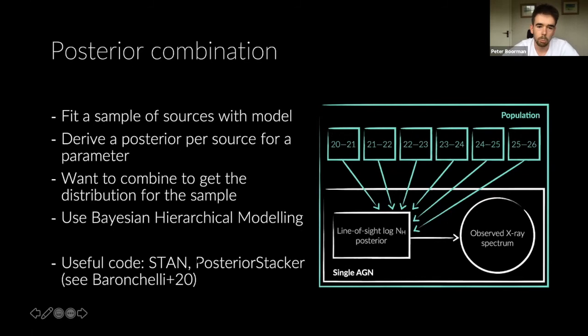Now, what Posterior Stacker does is it essentially takes the integral involved with this problem and simplifies it numerically. Okay, meaning that it's a lot quicker to be able to calculate the estimated population distribution from an arbitrary number of individual posteriors that you feed into it. Okay, and this is covered very nicely in Baroncelli et al. 2020. So I do recommend anyone interested in more of the finer details really taking a look at that.